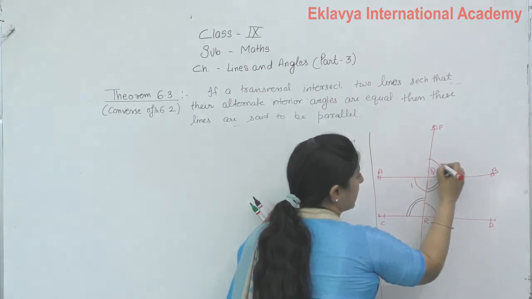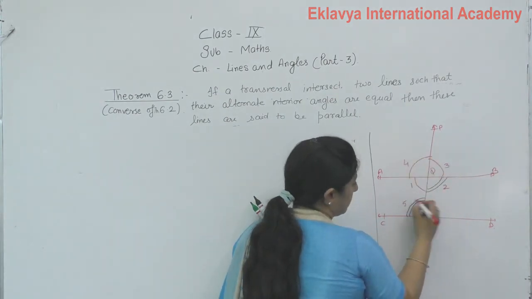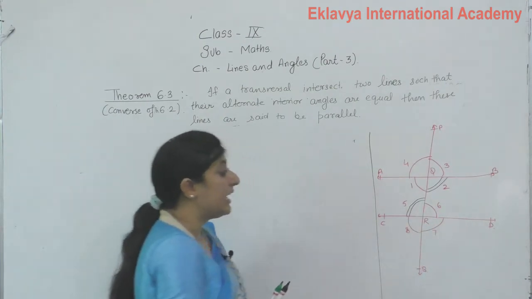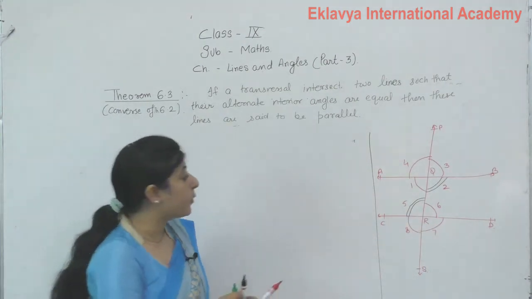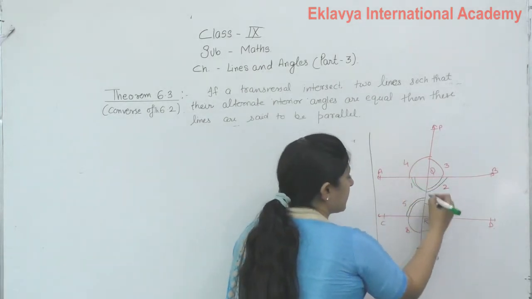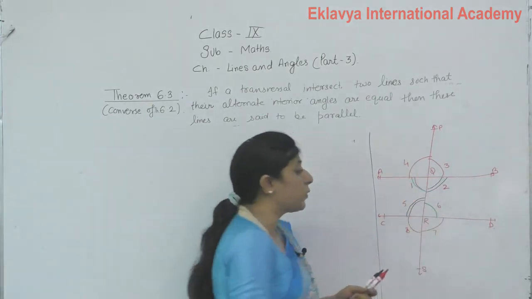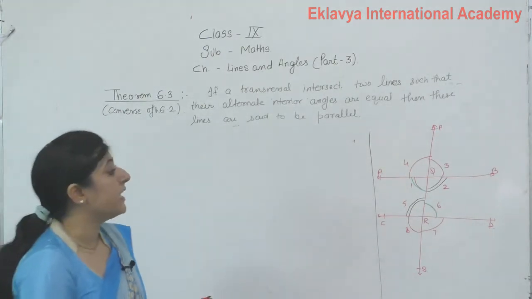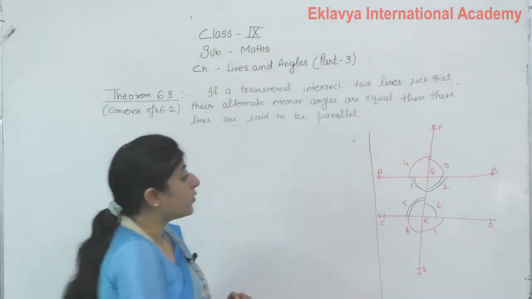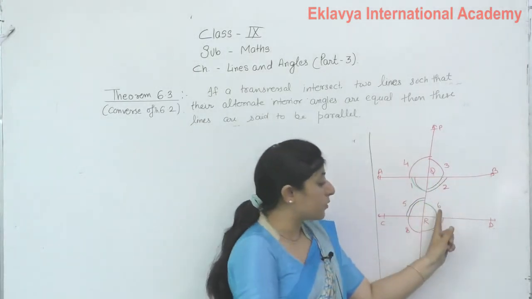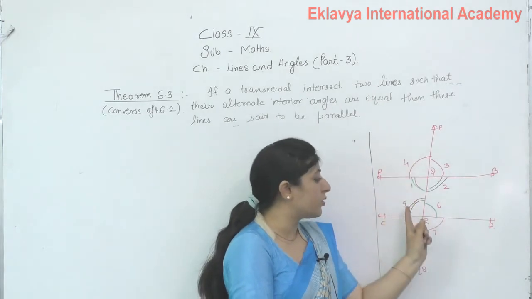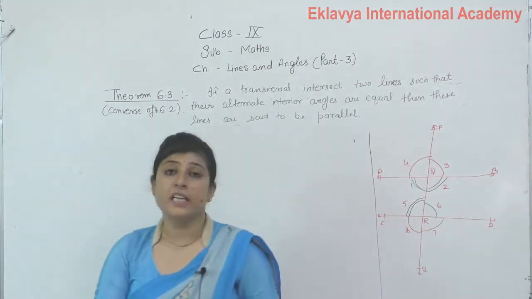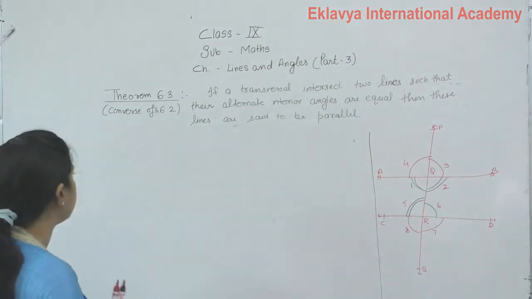Suppose I take this angle. It means if I prove that in this figure corresponding angles are equal, then I can say that these lines are parallel. If I prove that angle 3 is equal to 6, or maybe angle 4 is equal to 5, then I can say that these lines are parallel. How to start it? Same thing.